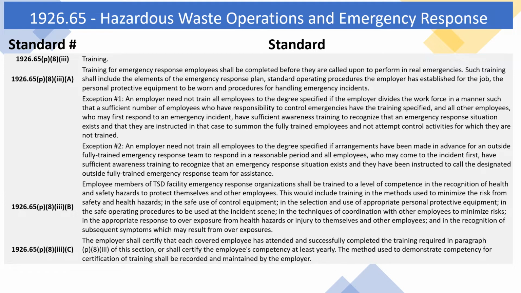1926.65 P8, Emergency Response Program. 1926.65 P8-1, Emergency Response Plan. An emergency response plan shall be developed and implemented by all employers. Such plans need not duplicate any of the subjects fully addressed in the employer's contingency planning required by permits, such as those issued by the U.S. Environmental Protection Agency, provided that the contingency plan is made part of the emergency response plan.